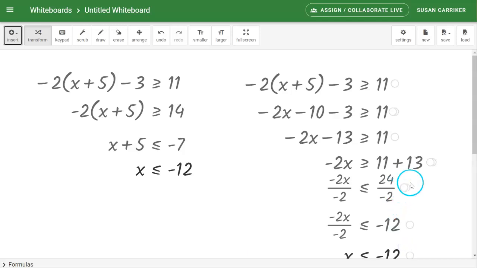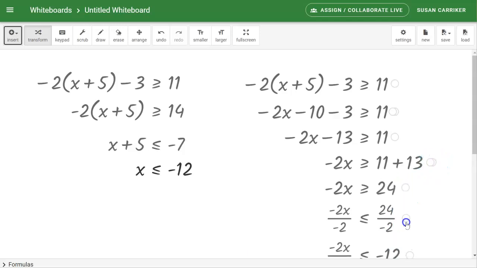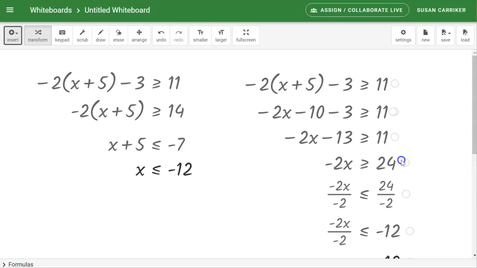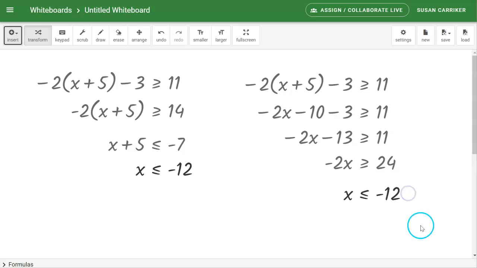Let's pull this down. See, I'm pulling down and getting a lot of steps in here. This is the step I want. If I were to add the 13 to the 11, I want to see a 24 here. So I want to see that one. And then I need to divide, but I don't need to show all these. I can go ahead and do the divide like that.